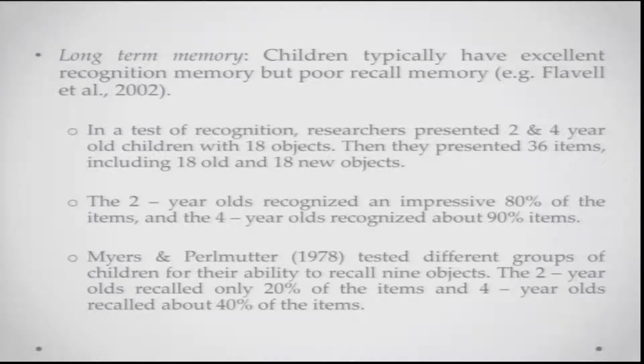In another study, Myers and Perlmutter tested different groups of children for their ability to recall a set of 9 objects. The 2-year-olds recalled only about 20% of the 9 objects, whereas the 4-year-olds recalled around 40% of the 9 objects. So you see, it's almost linear with age.